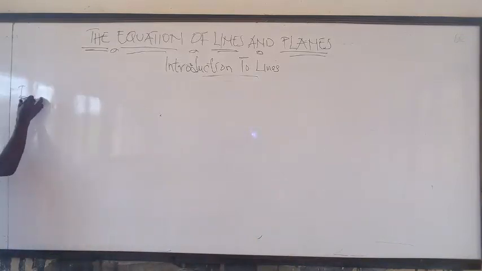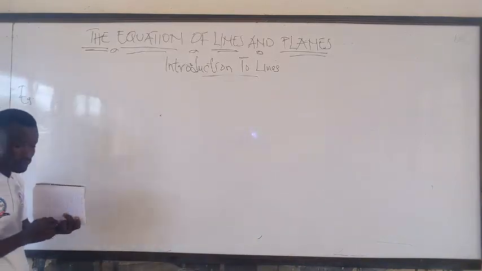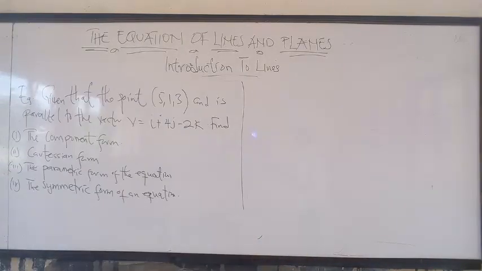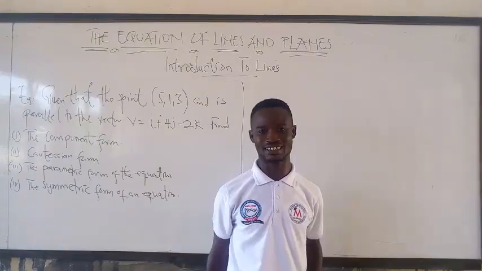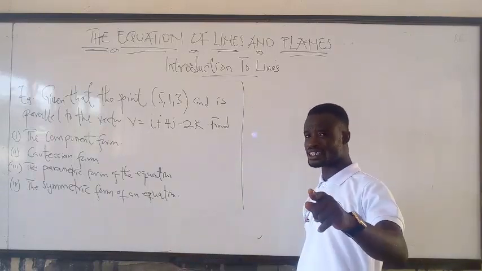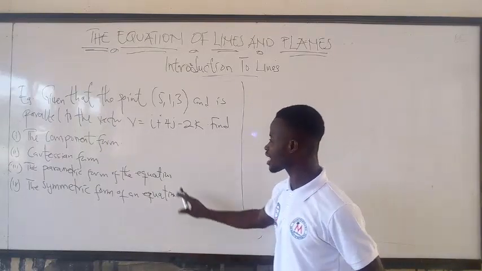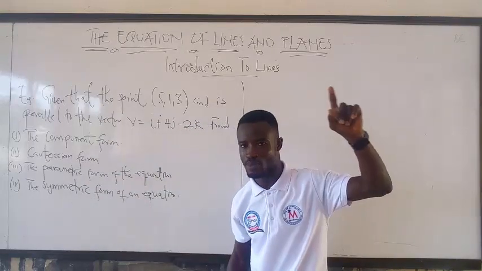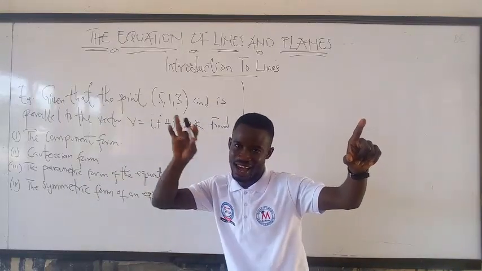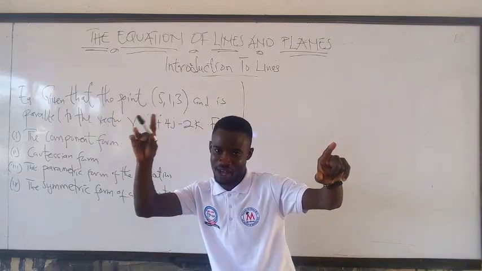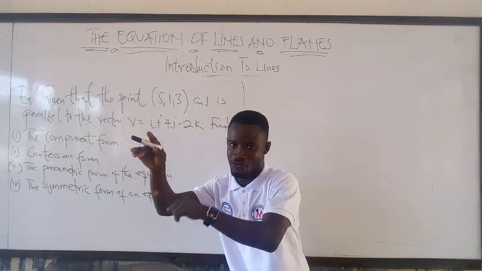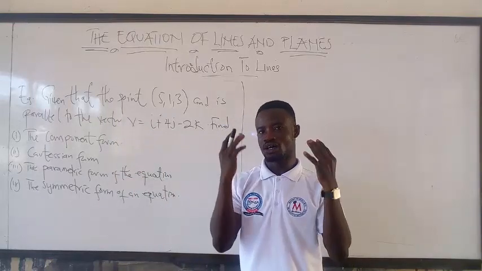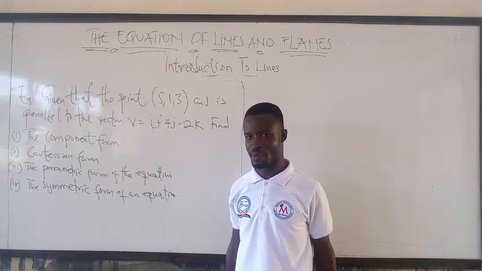Alright, so first example. Of the equation. But remember what I told you. Before you can get all these steps, what do you need? A point and a vector. But not just a vector, but a vector from a direction. Alright, so how do we get a vector from a direction?